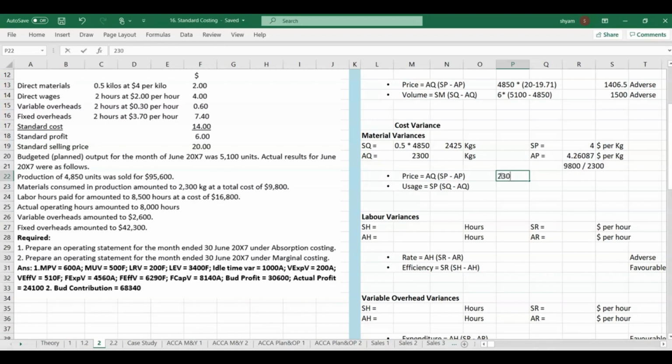So AQ is 2300, SP is 4 minus 4.26. SP is 4 into SQ is 2425 minus AQ is 2300, SQ minus AQ. So I think we'll get the answer here.